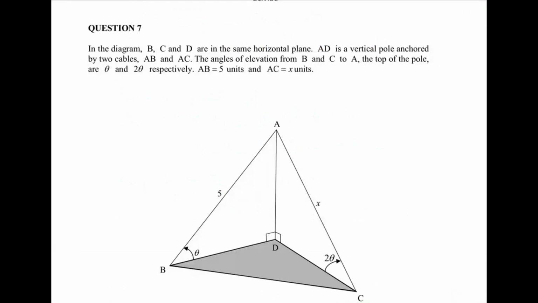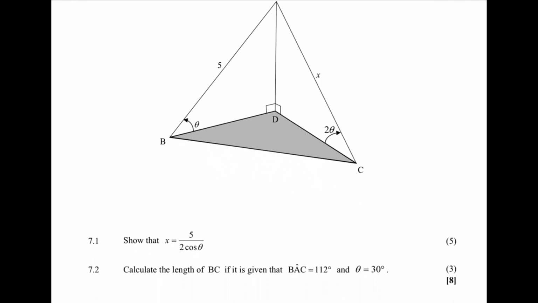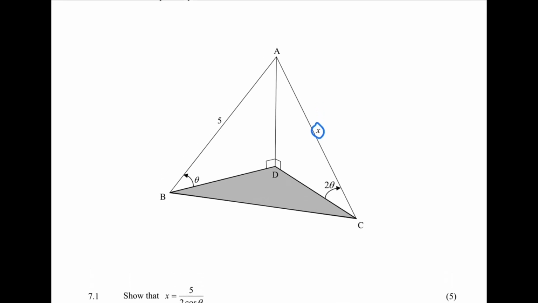We have a 3D diagram here, and the first question, 7.1, is saying show that x here is equal to 5 divided by 2 cos theta, right? Let's look at triangle ADC, where x lies. On triangle ADC, the only thing we know is that this angle here is 90, and this angle here is 2 theta, and then we have x there. We don't have any other information.